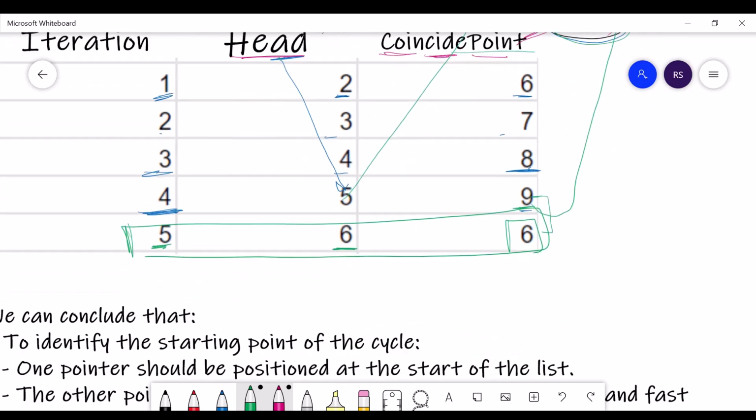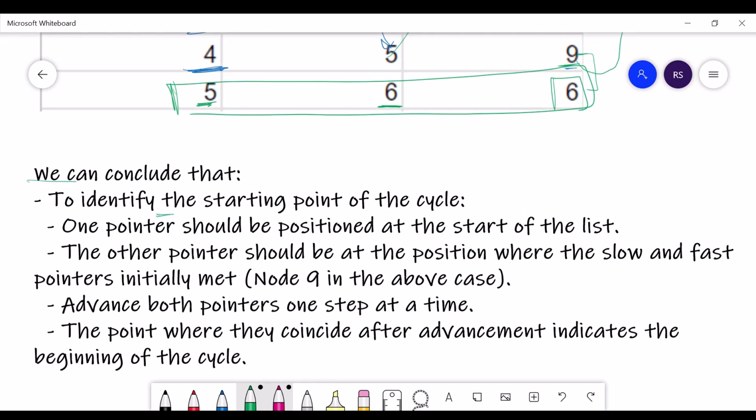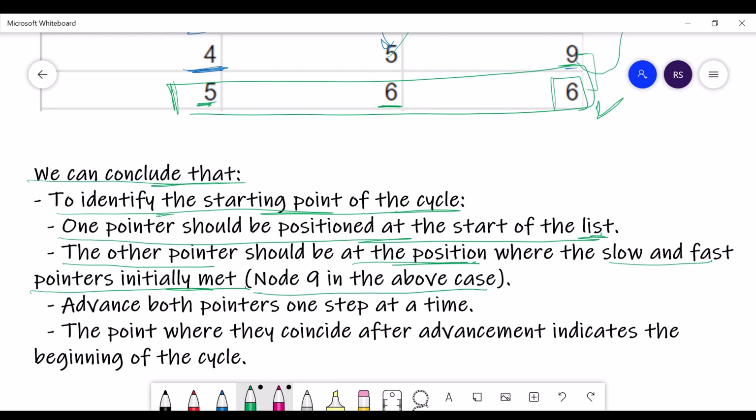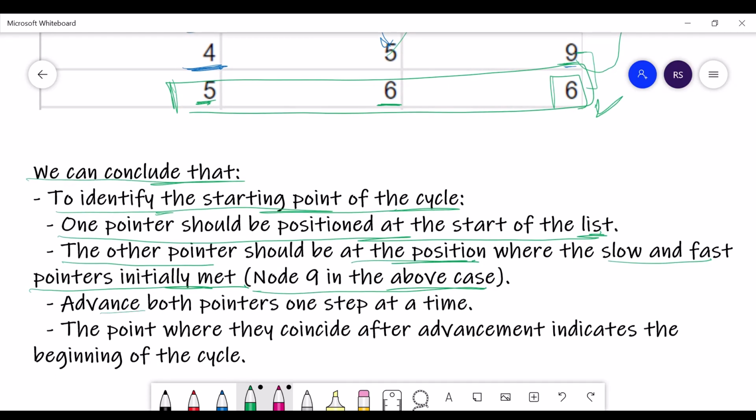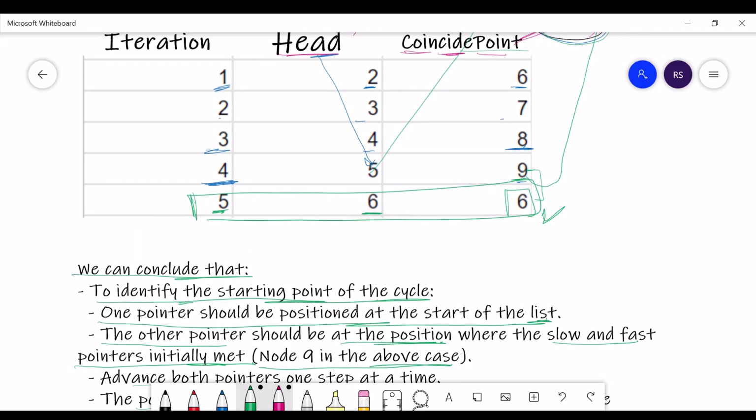So what we can conclude over here, to identify the starting point of the cycle, which is 6, which we wanted, one pointer should be positioned at the start of the list and the other should be at the position where the slow and fast pointer initially met, node 9. In the above example, we have seen that we advance both pointers one step at a time, and the point where they coincide after advancement indicates the beginning of the cycle. Therefore, we achieved our purpose by using two positions. One is at the head node and the other at the coincide point.